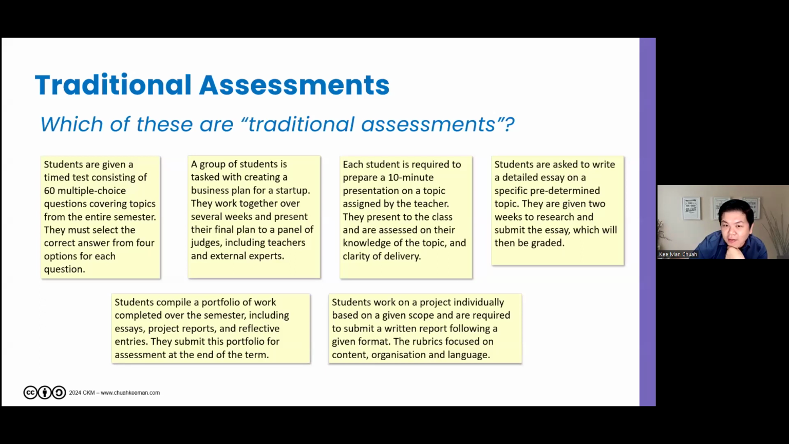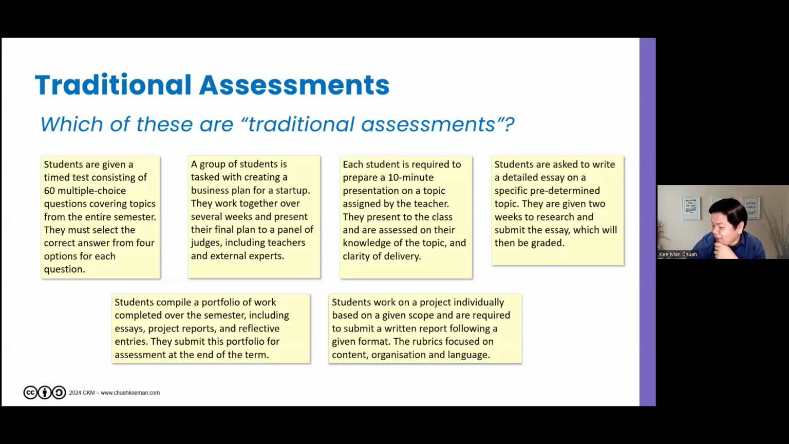The thing is that these three are more like activities to me. Well, they can be assessment. You can assess presentation in class, depending on your area. Presentation is quite popular as a form of assessment. Okay, 1 and 3 are traditional, I can see.